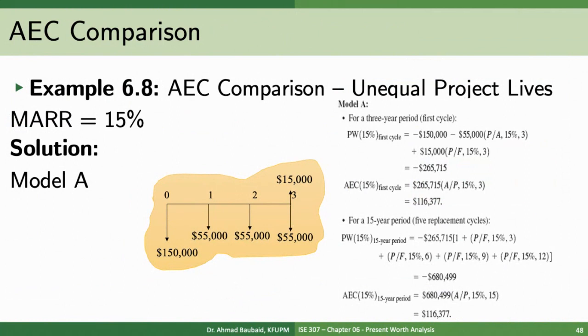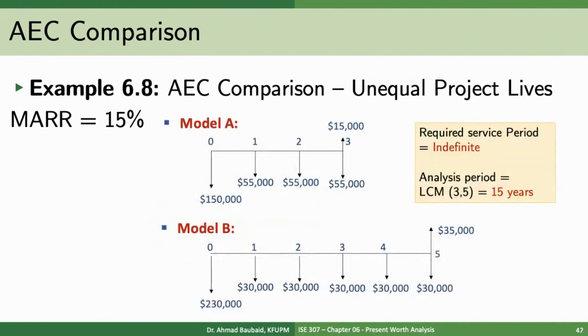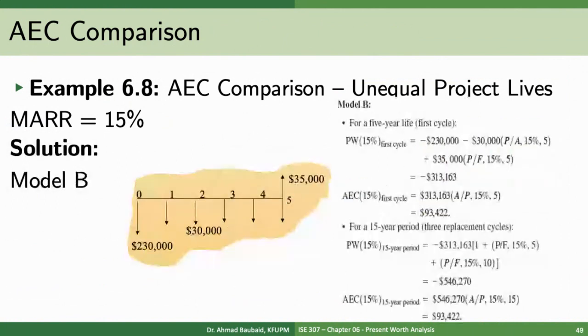The cycle structure is very nice if you have an infinite planning horizon, because the AE of the whole thing is equal to the AE of the cycle. And that makes our life very easy, and we can compare things just by finding the AE of the first cycle for each of the 2 alternatives, right? So I can find the AE of this one, find the AE of this one, and I can compare them very easily when I have an infinite planning horizon.